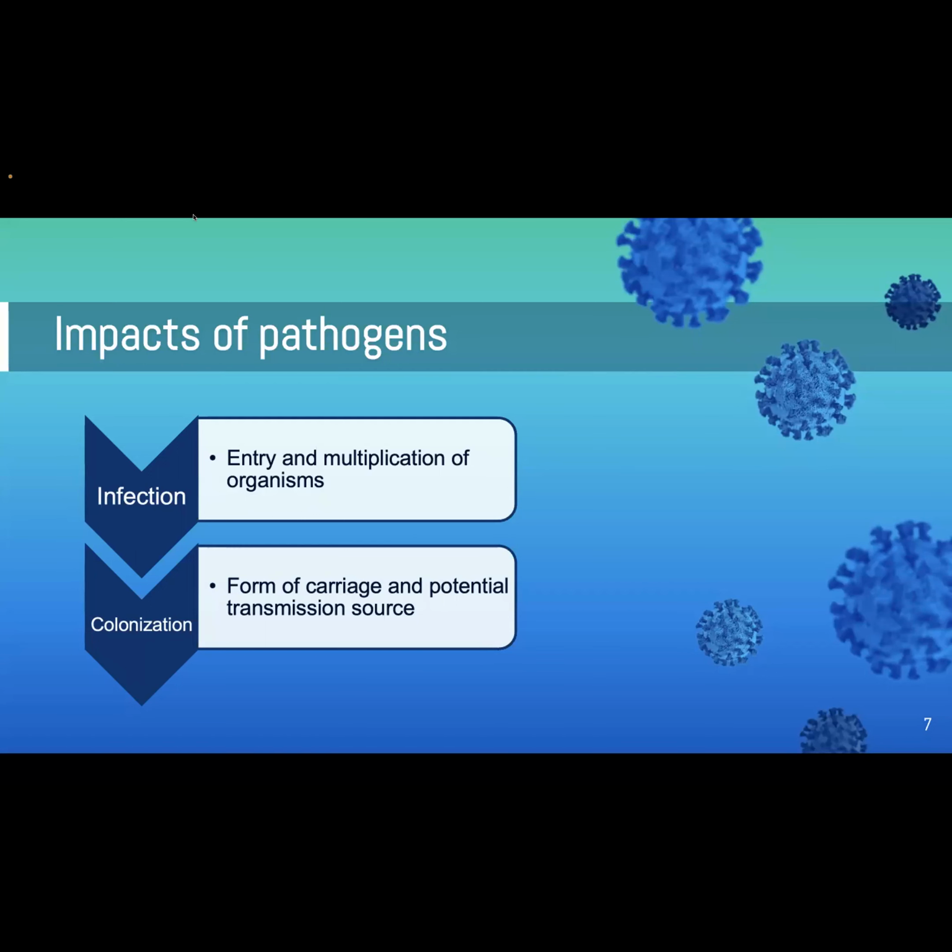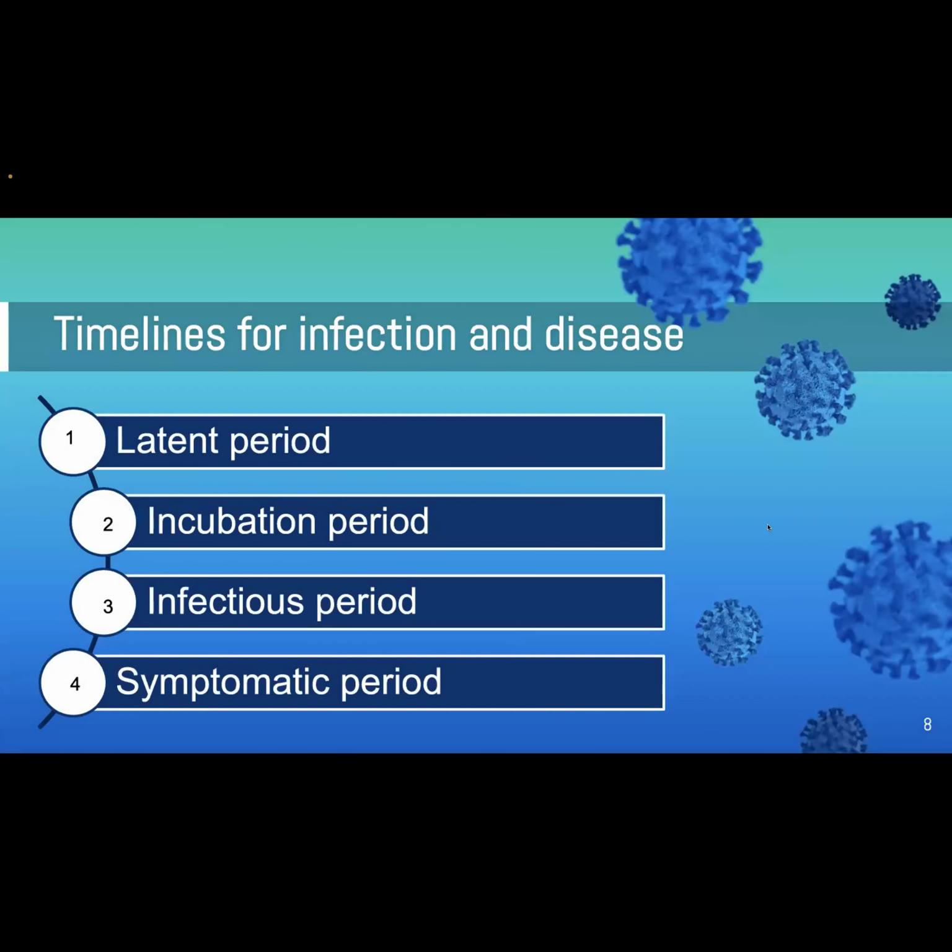On the other hand, multiplication forms the carriage and potential transmission source. The timeline for the infections and disease. So we have some periods. These periods make it really clear how we know about the disease, about the transmission of the disease, and how they know about the symptomatic disease.